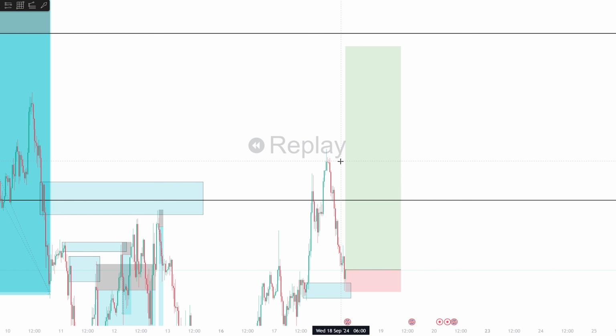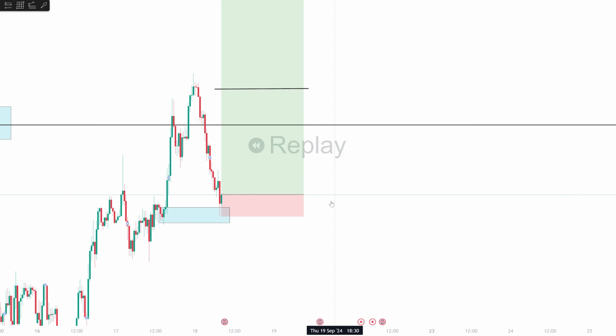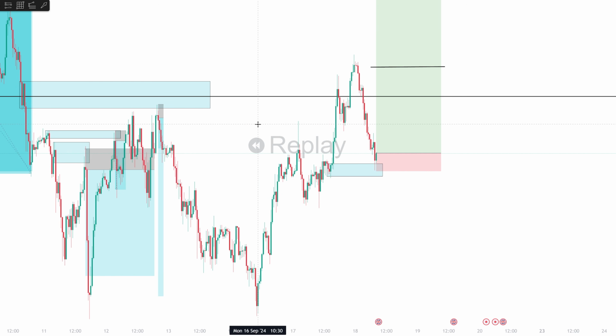So it's a 1 to 5. Let me go for a 1 to 5. I think this is about 1 to 5, and then 1 to 10 for take profit 2. Pretty simple. This could be it. This is an A plus setup.